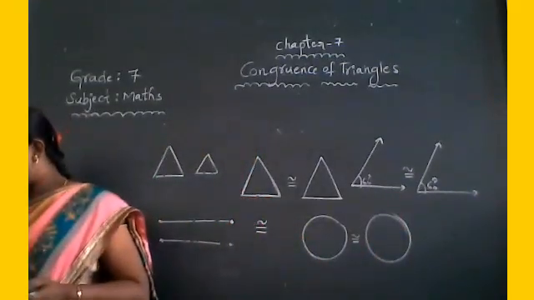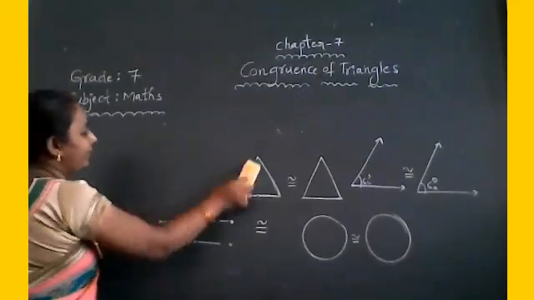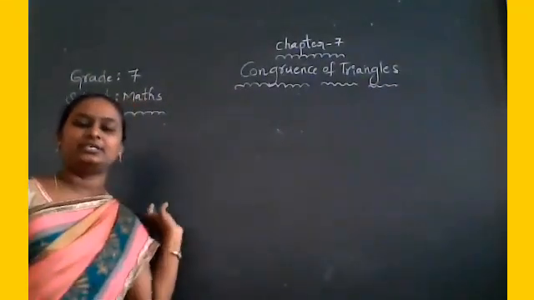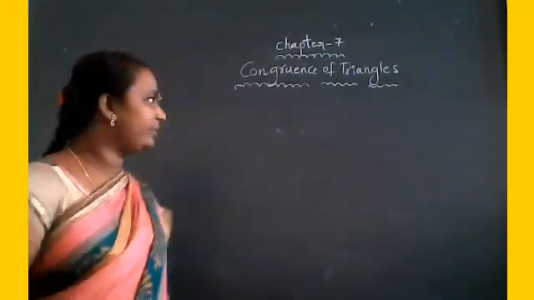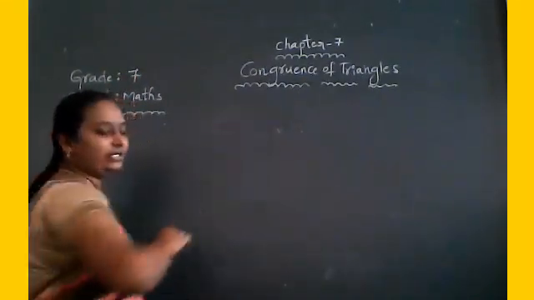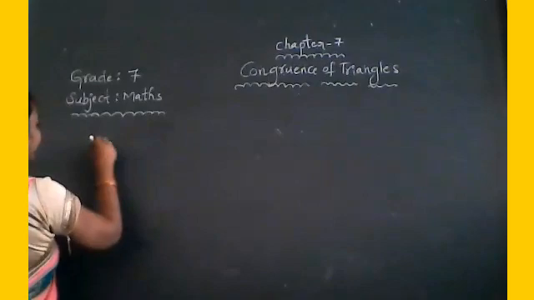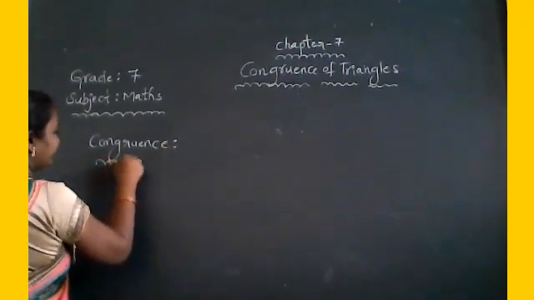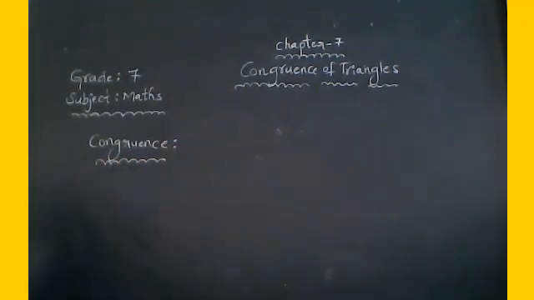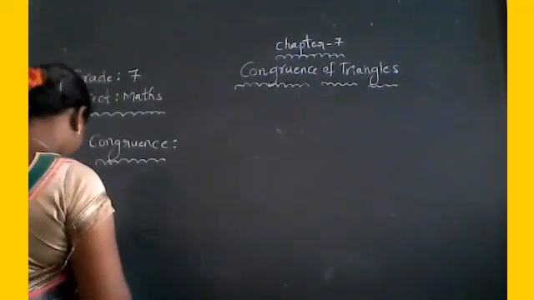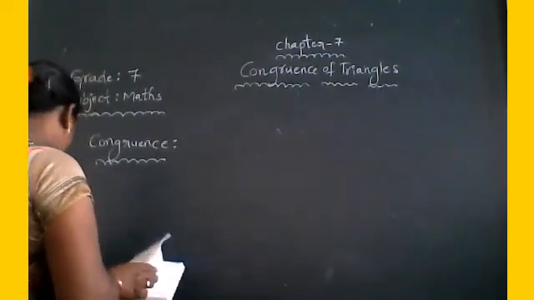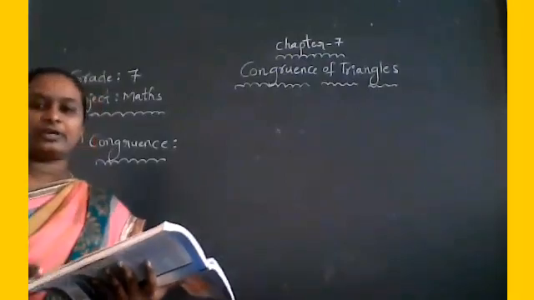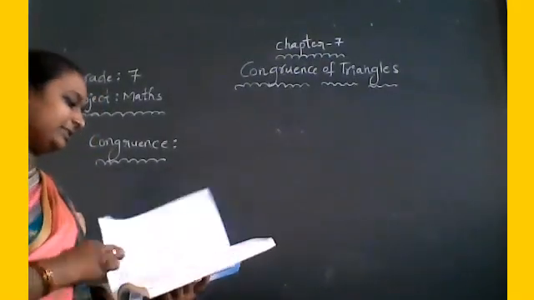Right, children. Today you are going to learn about the congruence of triangles. So take your notebooks and write the heading Chapter 7, Congruence of Triangles, and write the definition of congruence. Write the definition of congruence in your notebook. First, give margins. Everything with pencil, we have to draw the margins.